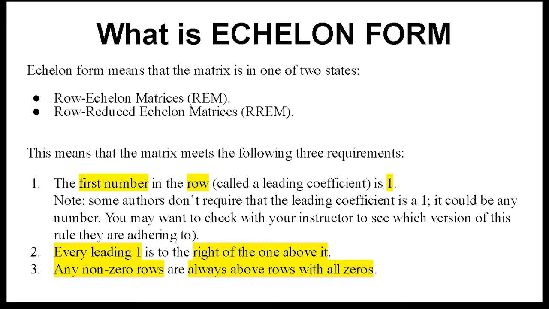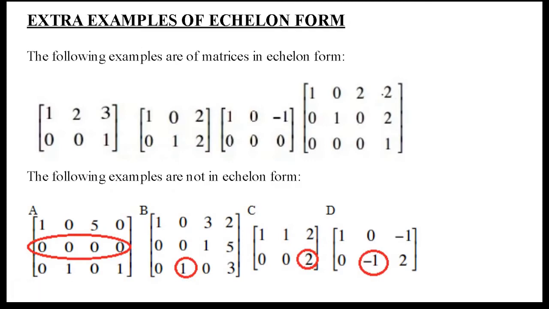Please note that some authors don't require that the leading coefficient is 1. It could be any number. You may want to check with your instructor to see which version of this rule they are adhering to. Second, every leading one is to the right of the one above it. Third, any non-zero rows are always above rows with all zeros. This is the example of echelon form.